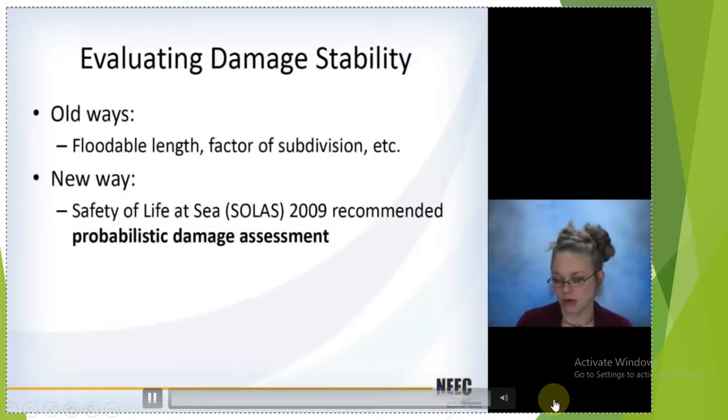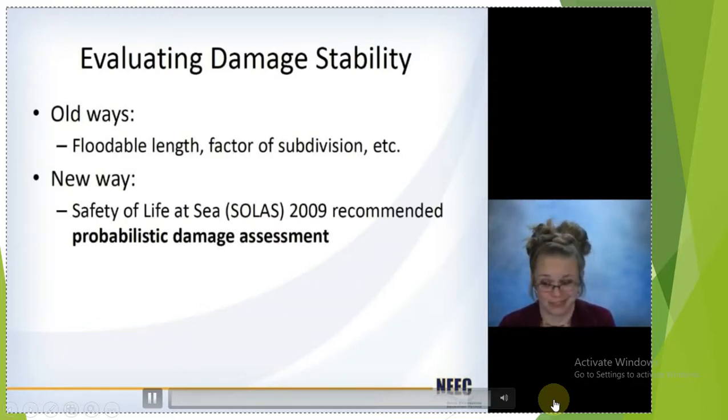So this calculation with the floodable length, and there's also a factor of subdivision, which is kind of like a safety factor, is an older way of doing it. And you can still do it, and it's actually not a bad way of just sort of checking things, right? Okay, does this make sense? But it can't capture a lot of things about ships that we know happen. So the new way that we do things is really with a probabilistic damage assessment, and this is actually fairly involved, so we'll go through it in the next video.